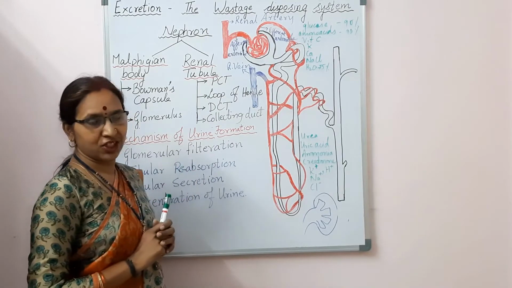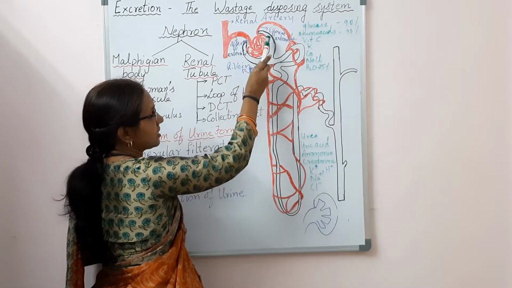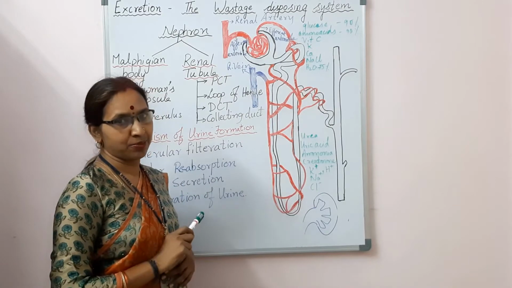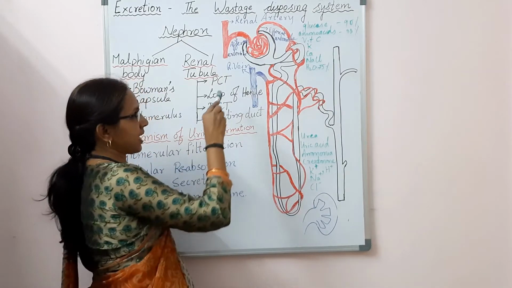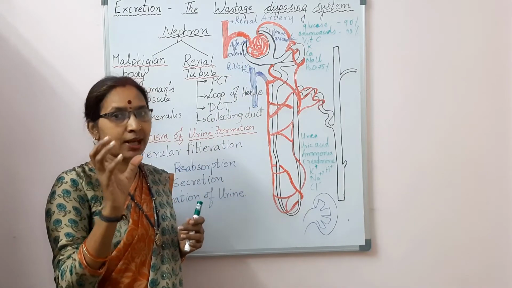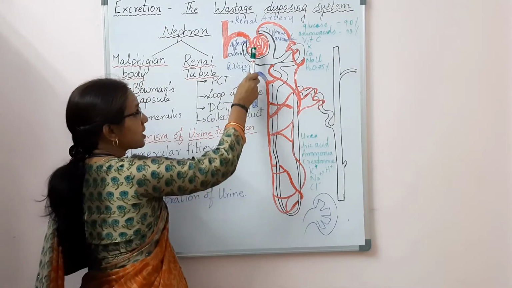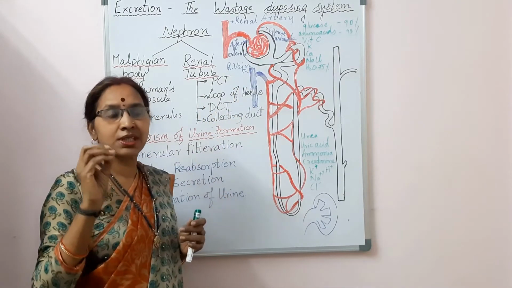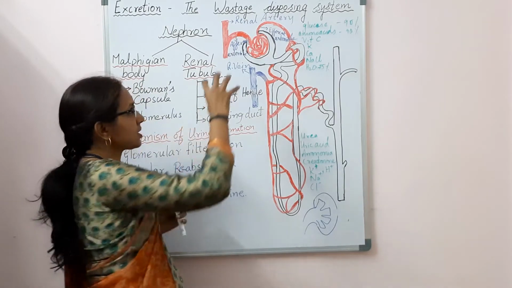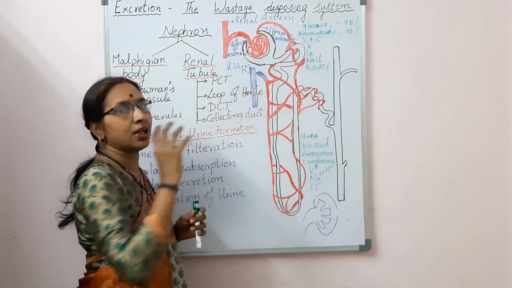Now, what is Malpighian body? Malpighian body consists of again two parts. You can see this cup-like structure. This cup-like structure is known as the Bowman's capsule. And inside this Bowman's capsule, you can find a network of blood capillaries, and this network of blood capillaries is known as glomerulus. So together, the glomerulus and the Bowman's capsule form the Malpighian body. So the first structure of the nephron is this Malpighian body, a very important structure, that is the Bowman's capsule and the glomerulus.